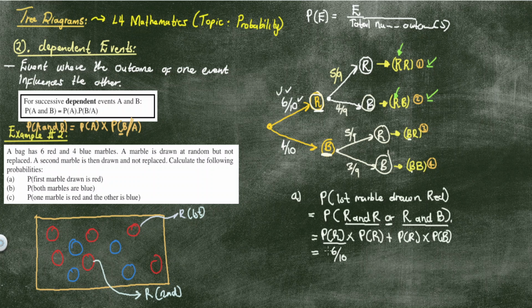what is the probability of red for the first event? 6/10, multiplied by the probability of red for the second event, 5/9, plus the probability of red first, 6/10, multiplied by the probability of blue second, 4/9. Someone has told the answer. It's 3/5. That's the final answer.